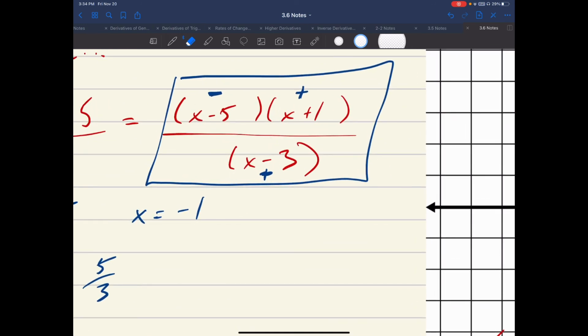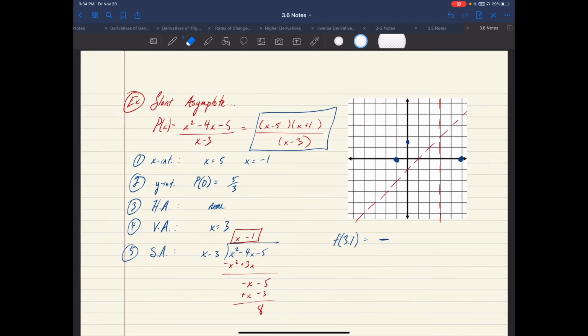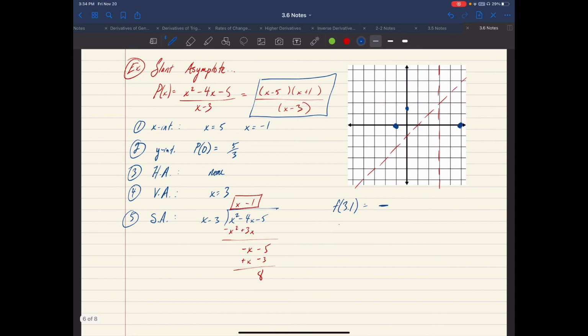I'm going to zoom in, get rid of these, and then do it again. So now I'm going to try f of 2.9 because that's on the left. So again, go up here. 2.9 minus 5 is going to be negative. 2.9 plus 1 is positive. 2.9 minus 3 is negative. So negative times positive divided by negative is positive. So the graph's kind of hinting at this anyway, but you have a function that looks something like that.